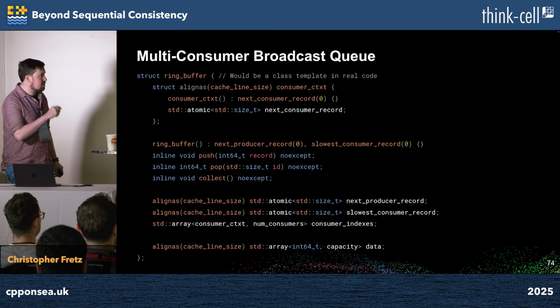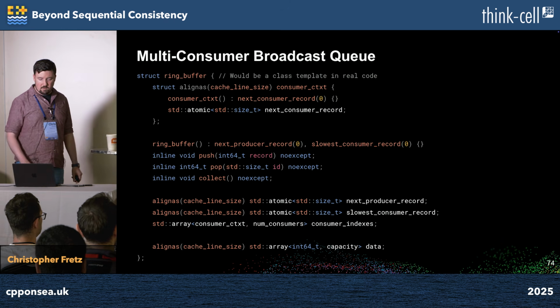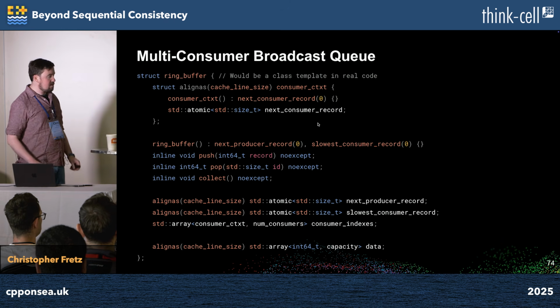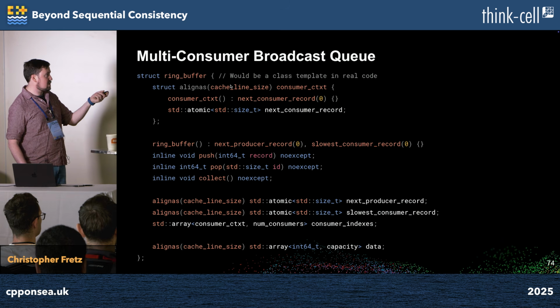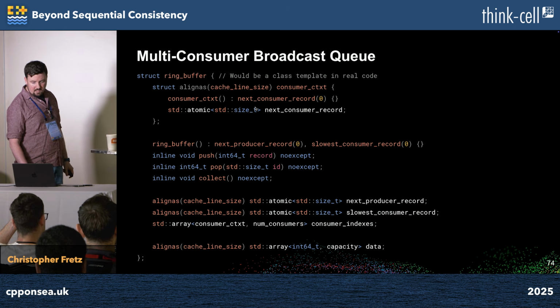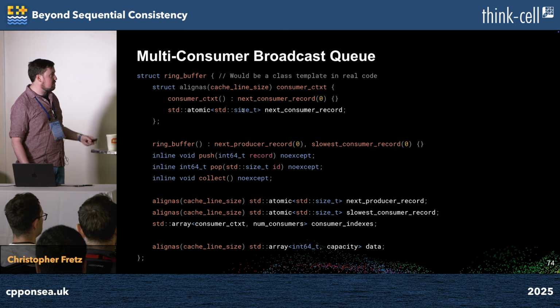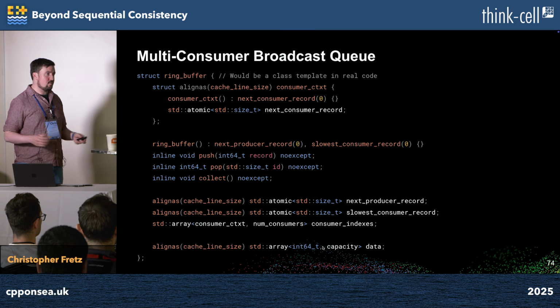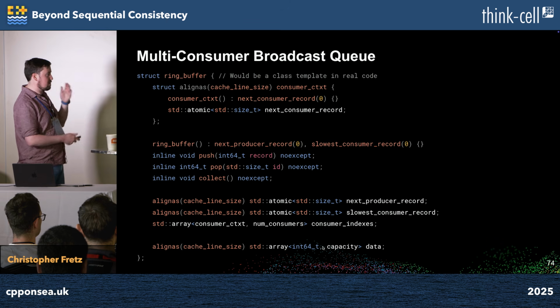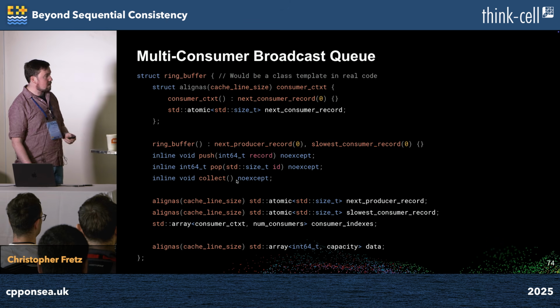In terms of extending the code that we had, it's a very straightforward modification. In this case, we now have this slowest consumer record, which is our collector index. And we now have an array of consumer contexts instead of a single one. This consumer context is just a struct that is, again, aligned to the cache line size and declares a nice little atomic inside of it that is its individual consumer record. And then we still have our primary data array below. And then we also have this collect function here.